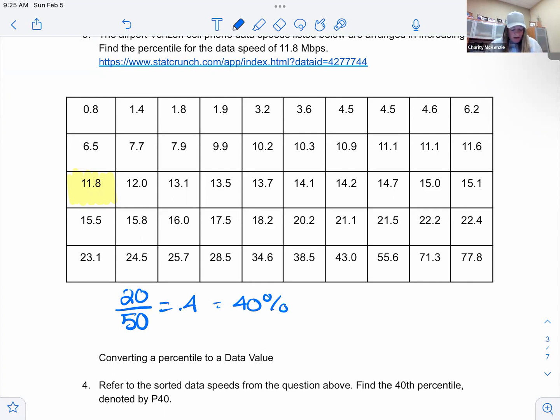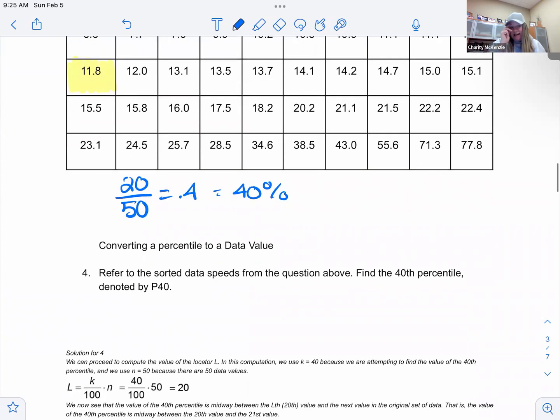Okay. So there's a little bit of a notation using the same data. This notation right here is saying what value is in the 40th percentile. Okay. So what value is in the 40th percentile?